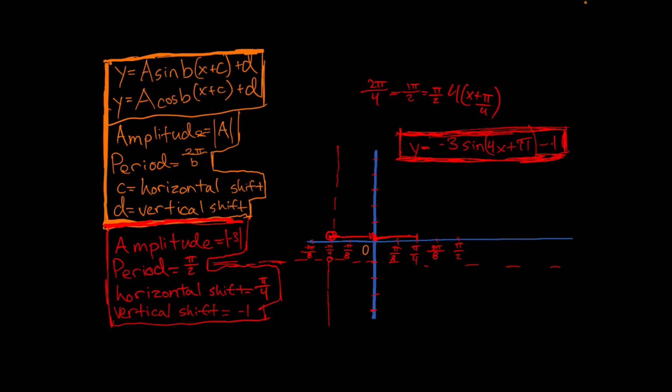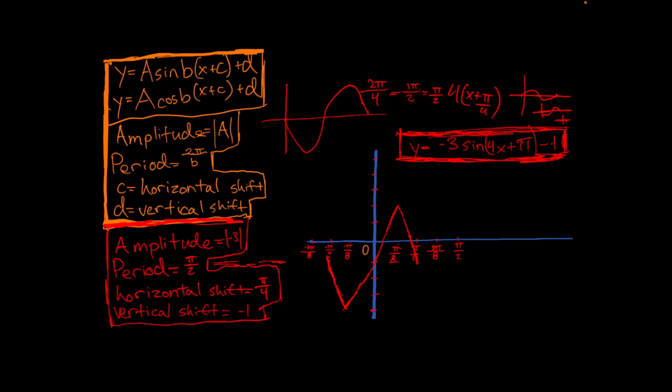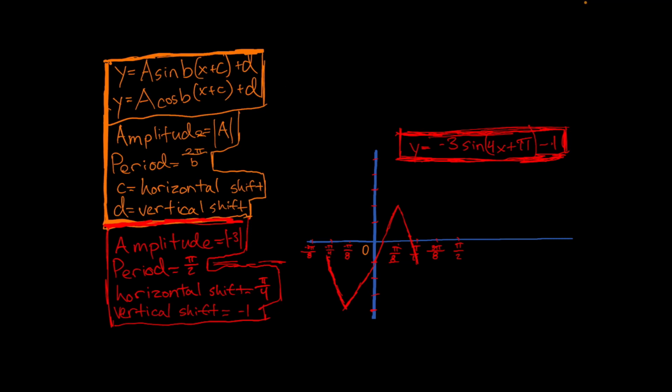sine, and normal sine would look like this, but negative sine is going to flip it. So it's going to look like this. And it's times 3, so it's really going to look something like this. It'll look pretty extreme. Alright, and here's our graph with a bunch of messy work. And here's our graph with a bunch of clean work. And we've now graphed one cycle of y equals negative 3 times the sine of 4x plus pi, minus 1.